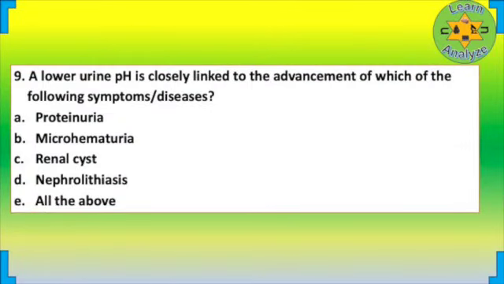Question number 9. A lower urine pH is closely linked to the advancement of which of the following symptoms or diseases? Option A proteinuria. Option B microhematuria. Option C renal cyst. Option D nephrolithiasis. Option E all the above.